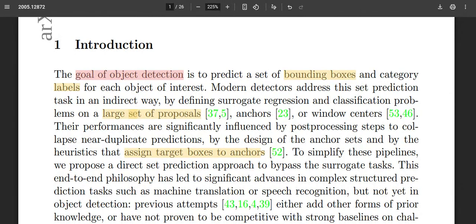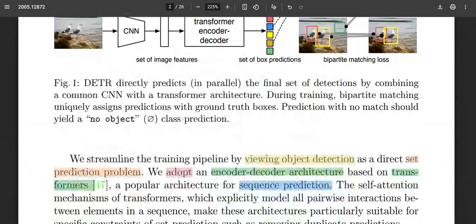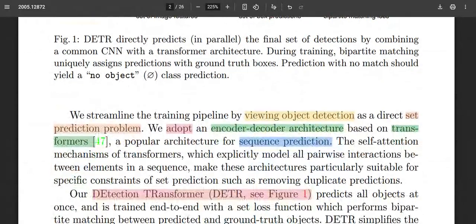All these architectures are based on a traditional convolutional neural network architecture. But this paper makes an attempt at using the now state of the art language model architecture called the transformer architecture in order to predict objects in the image. How it does it: it takes inspiration from two papers.